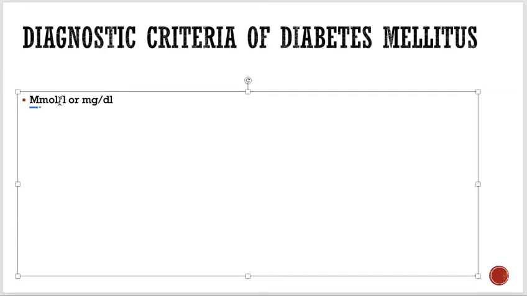Simply, roughly, if you multiply this figure by 18, it will change the figure to milligram per deciliter. So anyone whose fasting blood glucose is 10, multiply by 18, it means it will be around 180 milligram per deciliter. But again, it's not the accurate conversion, I'm telling you. Simply, you can convert it online.